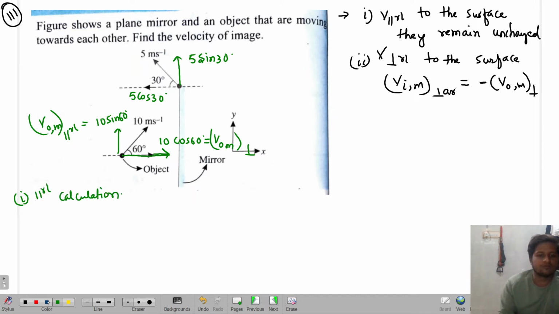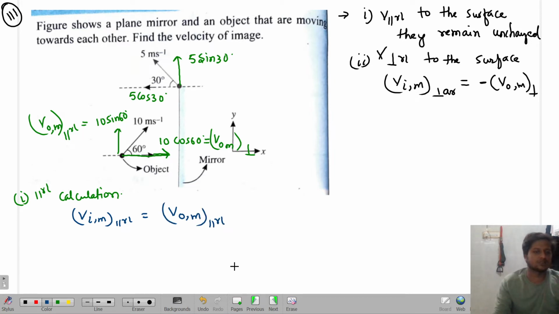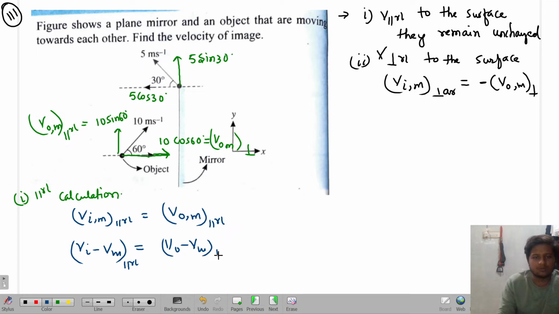So for the parallel case, what will happen? We know that the velocity of the image with respect to the mirror, parallel, should be equal to the velocity of the object with respect to the mirror, parallel. Got it or not? Now, the velocity of the image with respect to the mirror, parallel, means velocity of image minus velocity of mirror, the parallel components, and here velocity of object minus velocity of mirror, the parallel component. Got it or not?